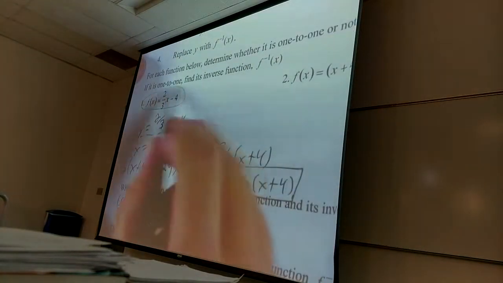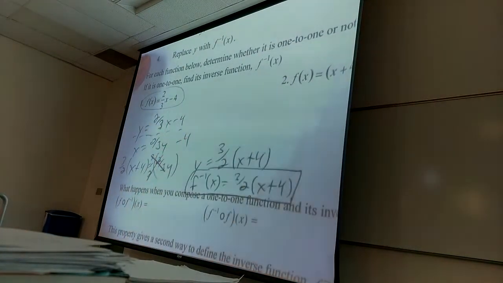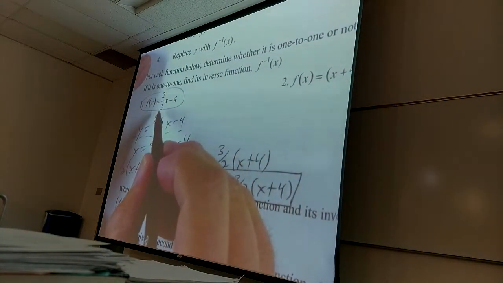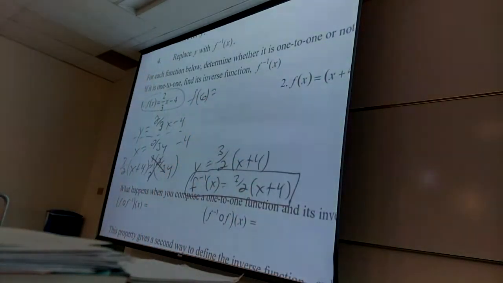Take a minute, wherever you want to here, figure out what f of 6 is. Figure out what f of 6 is. What is f of 6? Take a minute and figure out what that is.